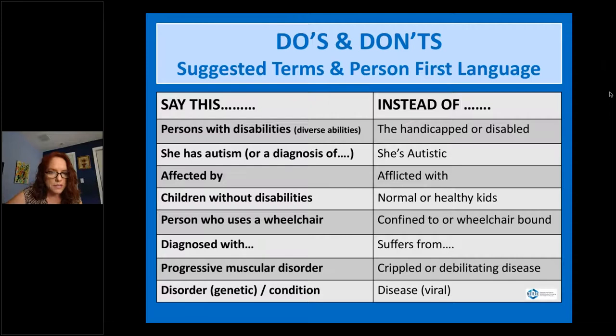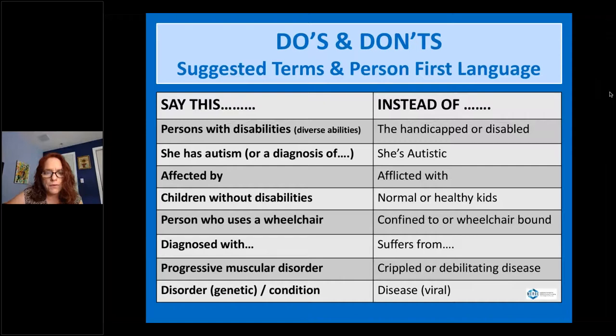These are examples, and I do like to point this out. Sometimes there are communities that prefer identity first. It's more rare, but in general, when I'm teaching people, I want to give the respect of using person-first language. And then if somebody does suggest or would prefer identity first, for instance, somebody may say, I want to be called autistic, then we would respect that, of course.